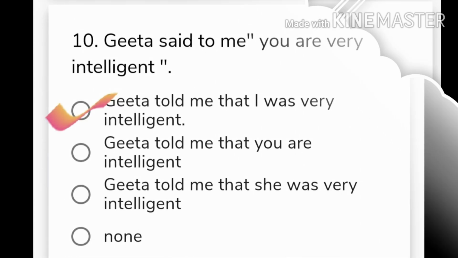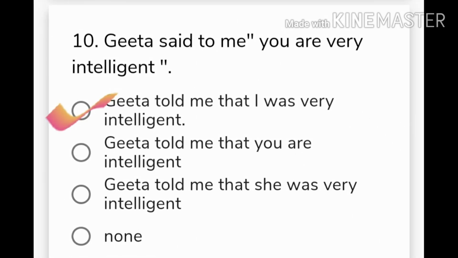Next question. Geeta said to me. Said to is changed into told. Remember, said to, told. If statements is there, then you are very intelligent. It means we have to change the tense also. Number 1 option. Geeta told me that I was very intelligent. Why I we have written here? Because you is a second person. According to the object we have to change you. So number 1 is correct.